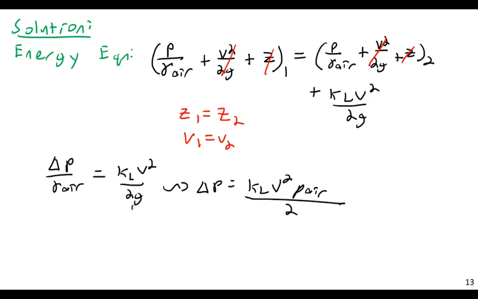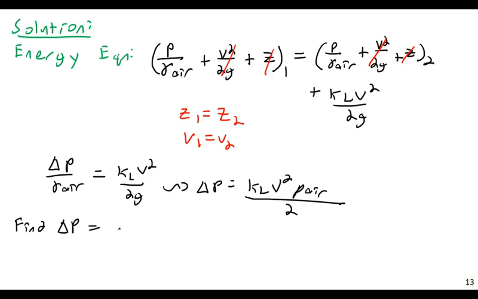Basically, if I'm just thinking about this, I would be dividing gamma by G to get the density. So rho air over 2. Okay, so I have that, and I want to find delta P.